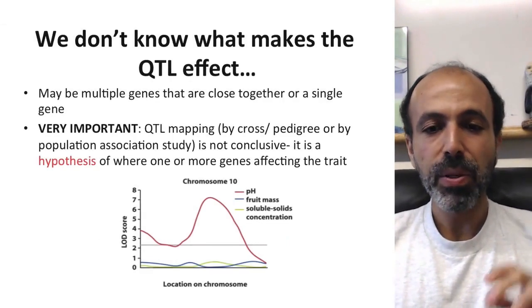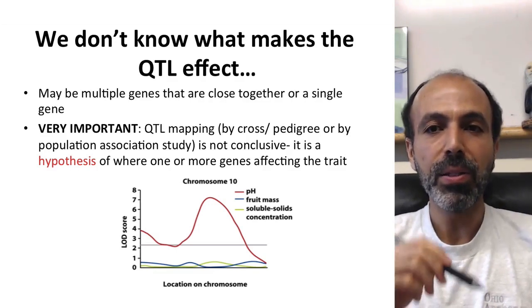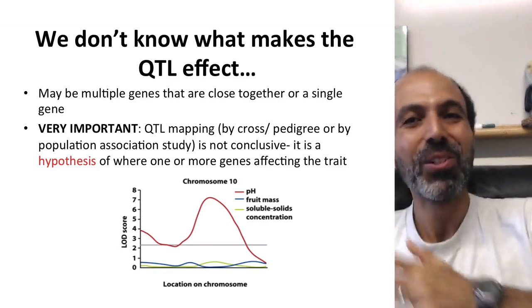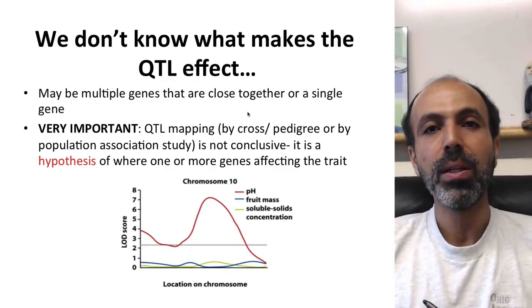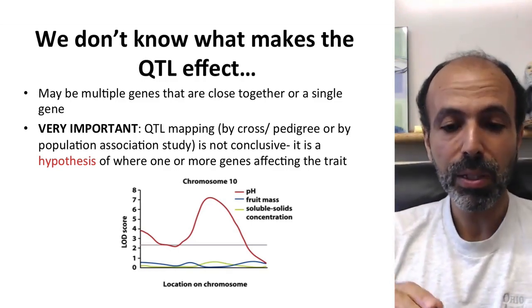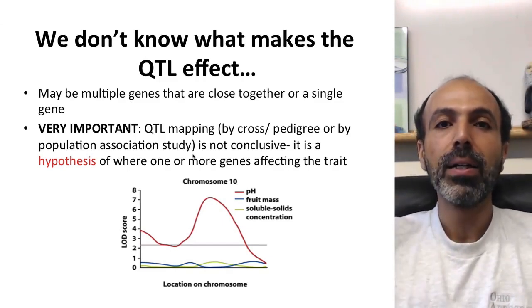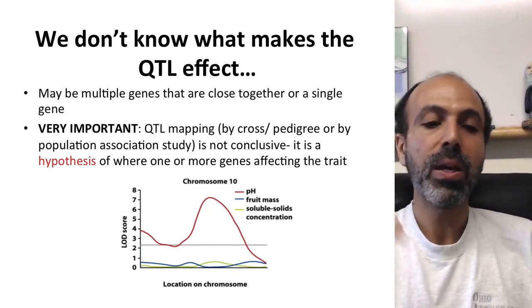So we don't know what makes the QTL effect. We see these effects in mapping, and these are inferences of the locations of a factor or factors that are contributing to this variation. There may be multiple genes that are close together, or there may be a single gene. But the reason I stress this, and this is very important, the QTL mapping, whether it's by cross or pedigree or by population association study, is not conclusive. It is a hypothesis of where one or more genes are affecting the trait. And ultimately, you have to go in and do other techniques to confirm that is truly where there is a gene that has allelic variation contributing to this trait.